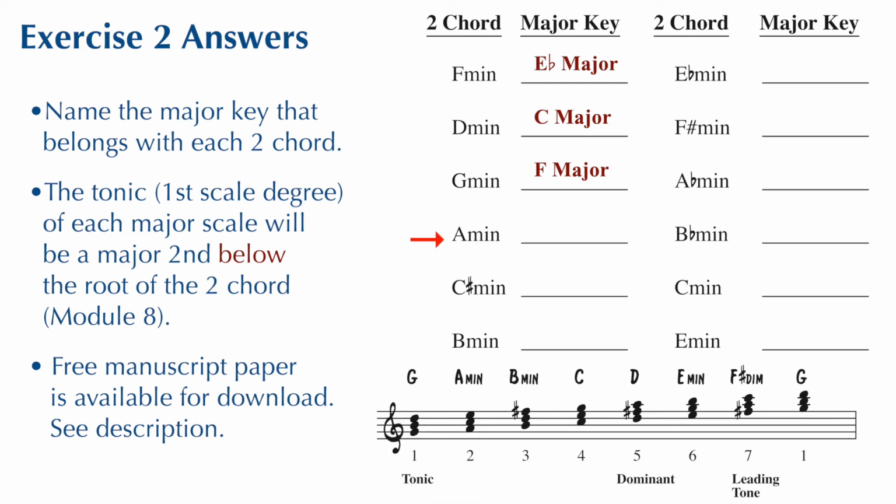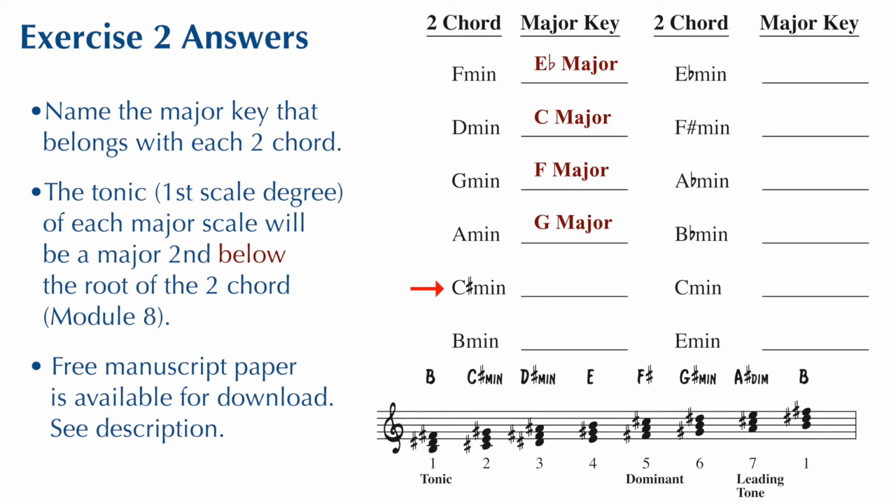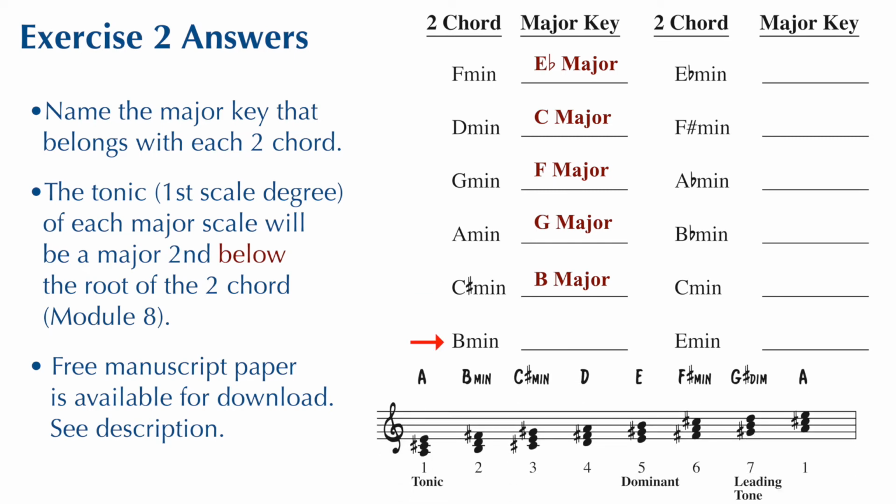If your 2 chord is A minor, take the root of that chord, lower it a whole step, you are in the key of G major. If your 2 chord is C sharp minor, take the root of that chord, lower it a whole step, you're in the key of B major. If your 2 chord is B minor, you take the root of that chord, lower it a whole step, you're in the key of A major.